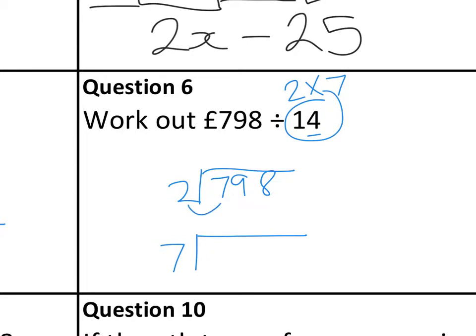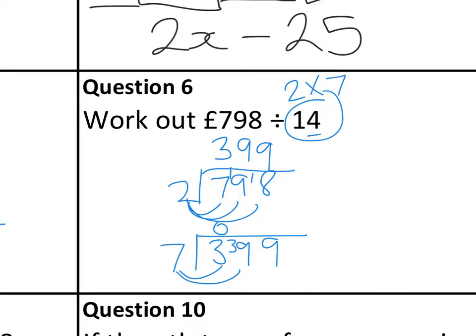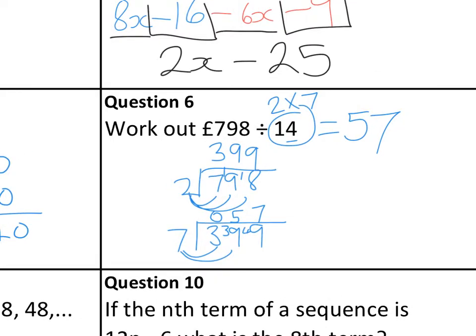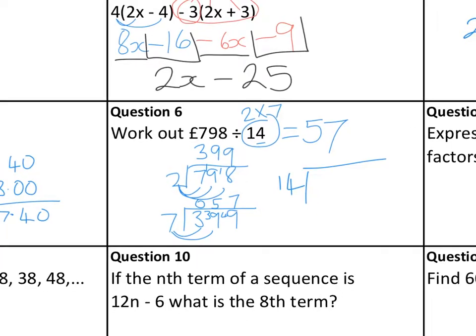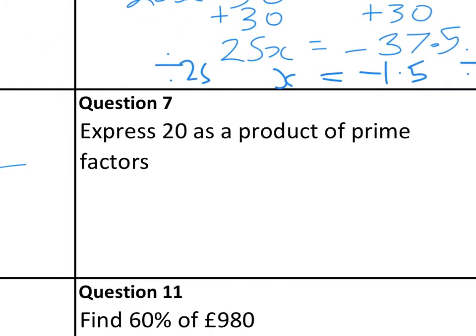So 2's into 7 goes 3 times remainder 1. 2's into 19 goes 9 times remainder 1. 19. Okay, now 399 divided by 7. 7's into 39 goes 5 times remainder 4. And 7's into 49 goes 7 times. You could have done it directly with the 14, but it's just a bit more unpleasant if you don't know your 14 times table.